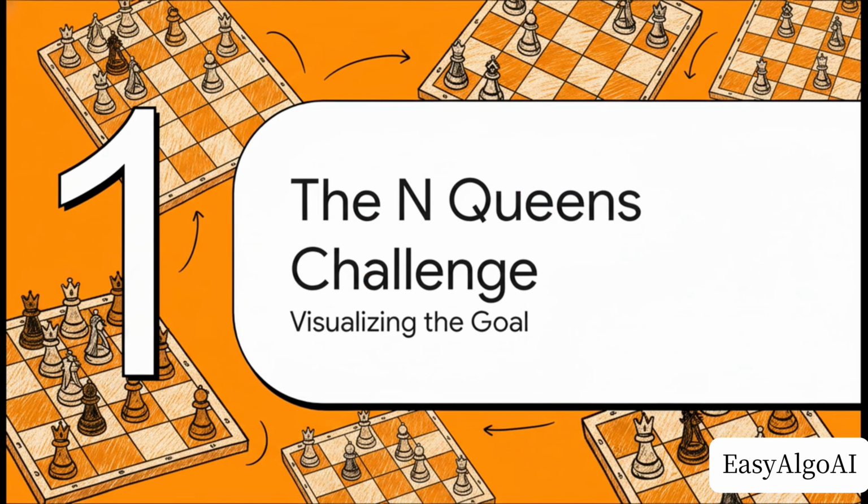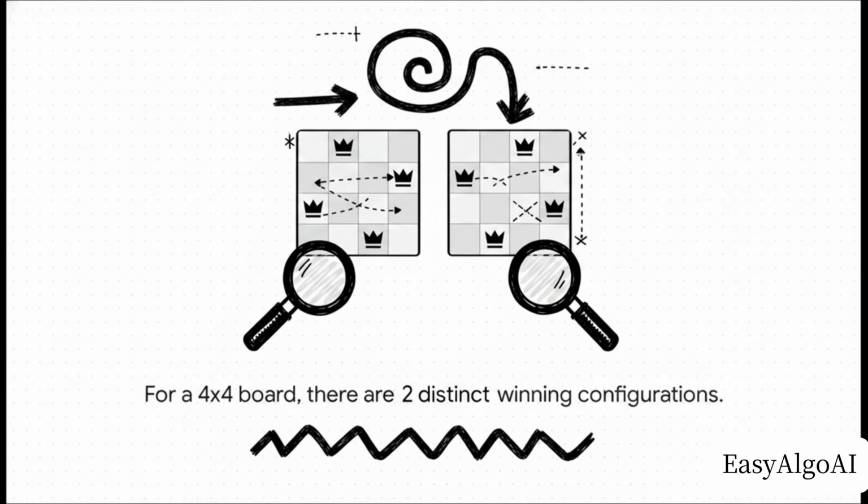All right, Section 1, the n-queens challenge. Let's visualize the goal. This really brilliantly illustrates what we're aiming for. Look at a standard 4x4 grid, where n equals 4. There are literally only two exact ways to place 4 queens safely. See how the queens are staggered, completely avoiding each other's line of sight. So our algorithm needs to systematically find both of these valid configurations, and it has to do it without missing a single one or getting trapped in some endless loop.